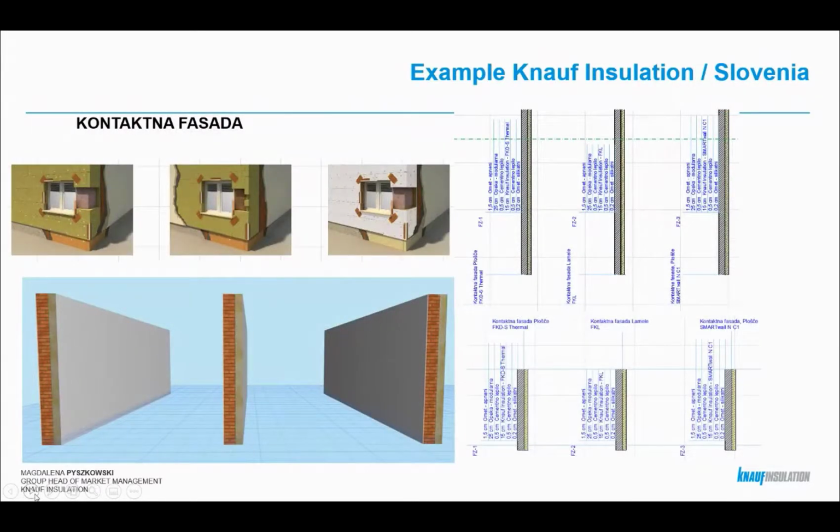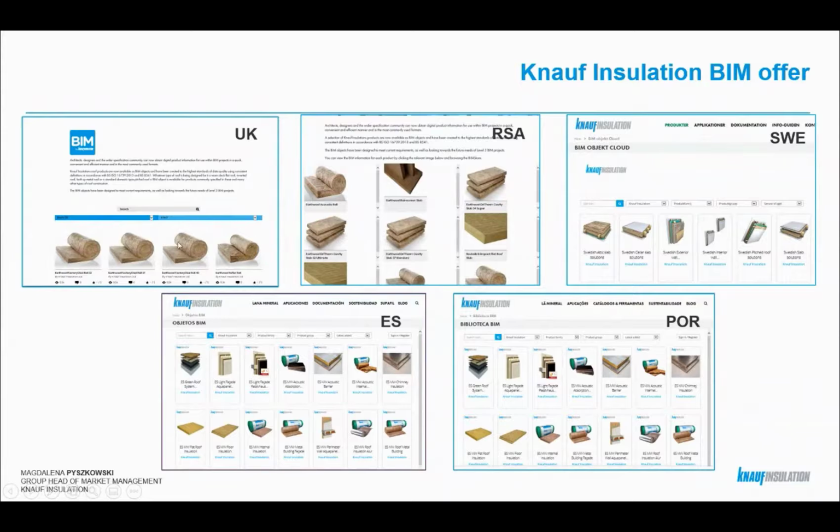So for many years already, we have been working on delivering different solutions in BIM. This is one of the examples that we did already 10 years ago in Slovenia, providing systems with some information, including systems for external facade or partition or walls. Some of our countries also deliver not the classical project catalog, but a catalog which also allows downloading the BIM formats.